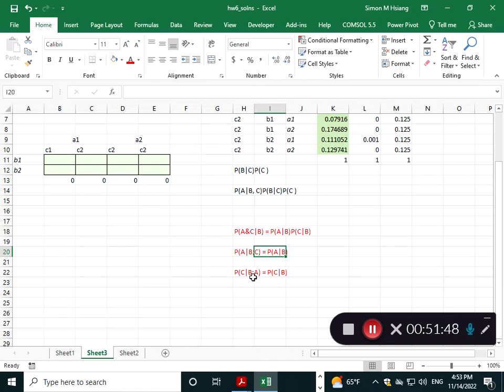in that computation? No need. Once I know B, I know C. I don't need to get A involved. And this one is the same thing. Given, I got it opposite. Given I know B, I know A, I don't need to get C involved. This is given B, I know C, I don't need to get A involved.